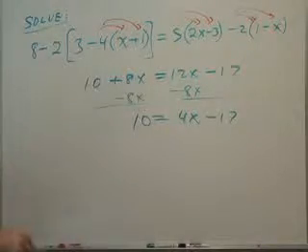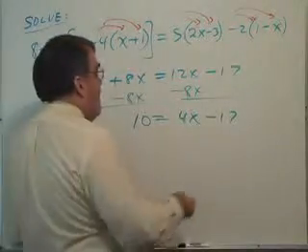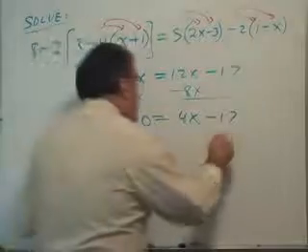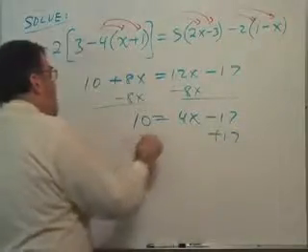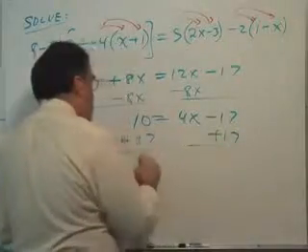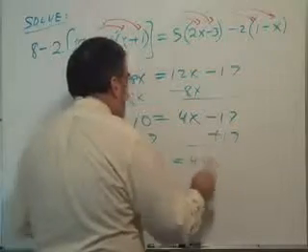And then let's isolate the x by getting rid of the negative 17, and the opposite of minus 17 is plus 17. So I add 17 to both sides. 27 equals 4x.